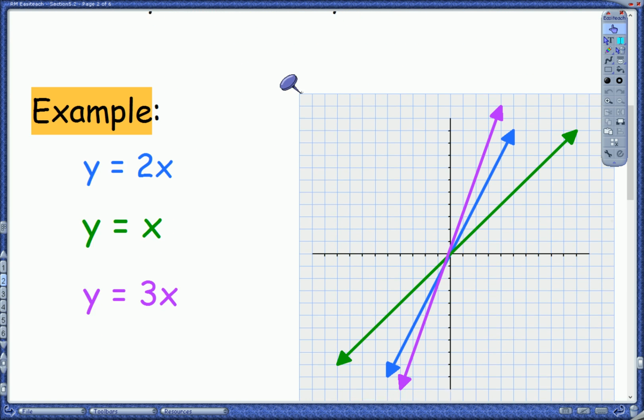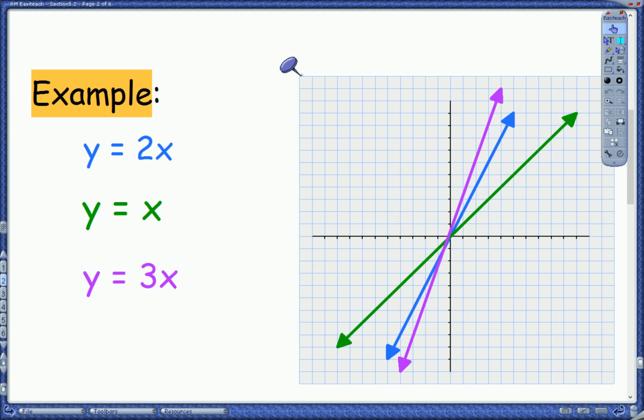So here are some examples. We have y equals 2x, y equals x, y equals 3x. You'll notice that all of them start at the origin. The very first point that you would plot is right here at 0. Okay, and then you can see each one's a little bit different depending on the slope. The slope changes the steepness of the line.